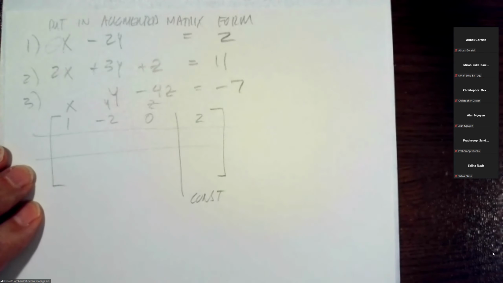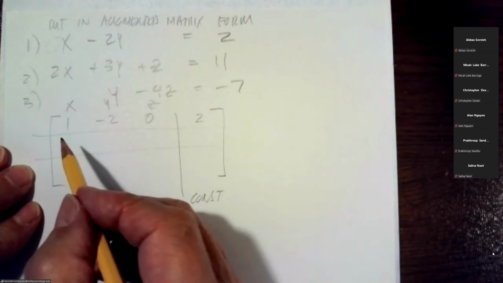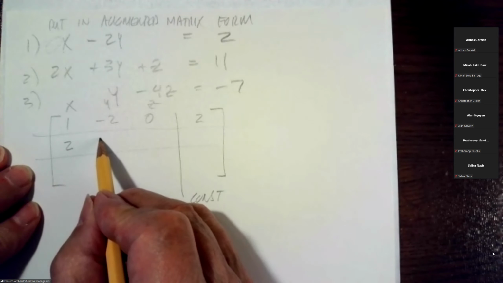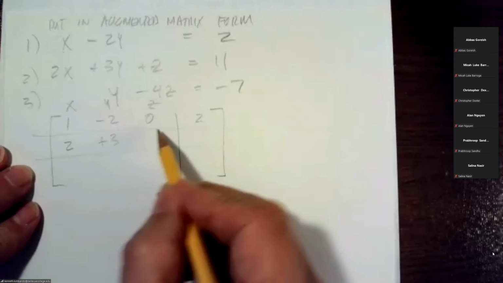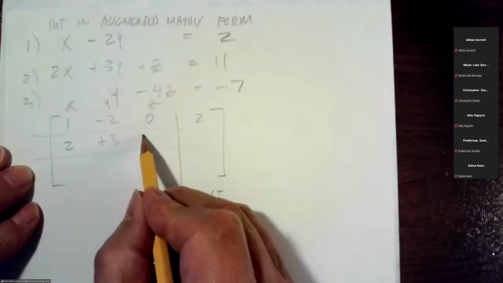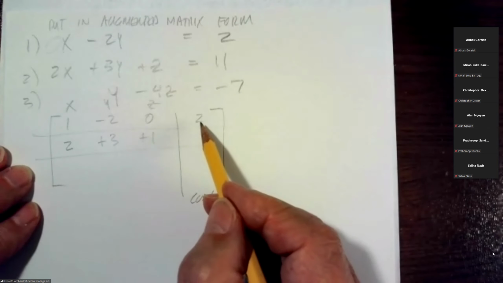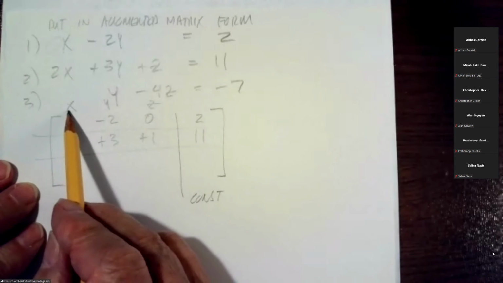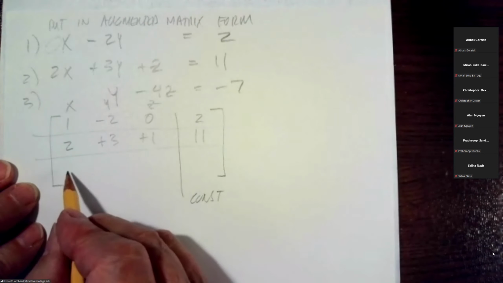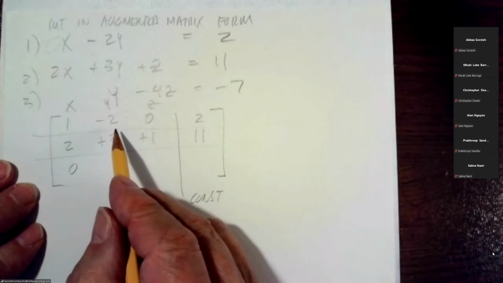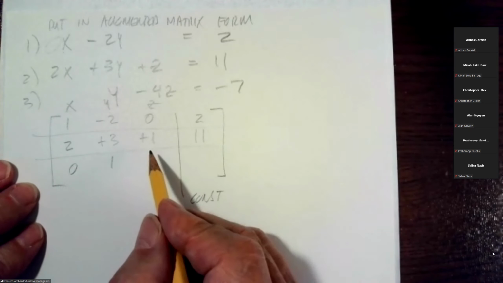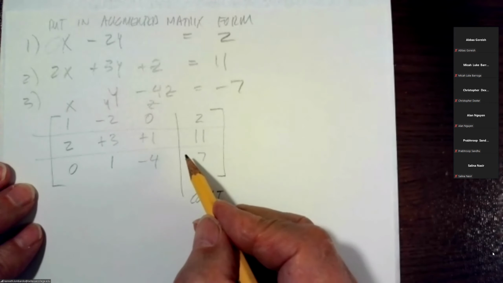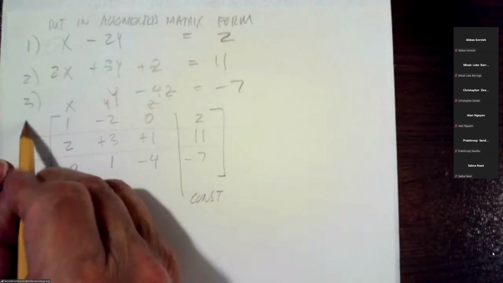All right. How about row 2, new volunteer? 2, 3, good, and 1, and equal 11. Good. And the last one, we don't have any x's, so that's a 0. 1 for y, negative 4, negative 7. Very good. Okay, so we've got our 3 rows.